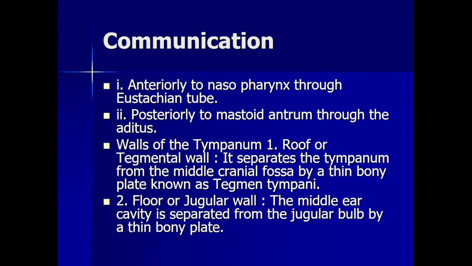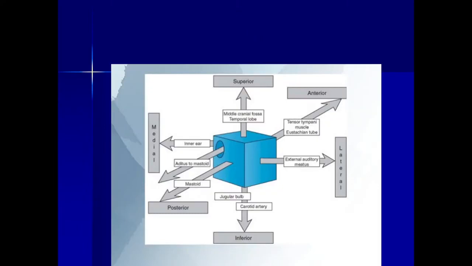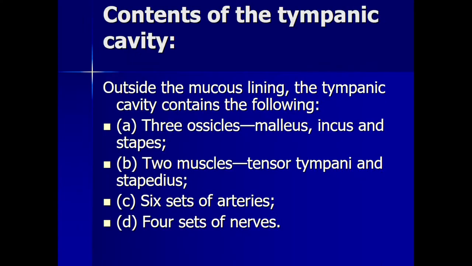Walls of the tympanum. Roof or tegmental wall separates the tympanum from the middle cranial fossa by a thin bony plate known as tegmen tympani. It's very important because it's a place where the infection may spread to the brain. Floor or jugular wall: the middle ear cavity is separated from the jugular bulb by a thin bony plate also. It's one more scheme. And the tympanic cavity contains 3 ossicles, malleus, incus, and stapes, 2 muscles, tensor tympani and stapedius, 6 sets of arteries, and 4 sets of nerves.